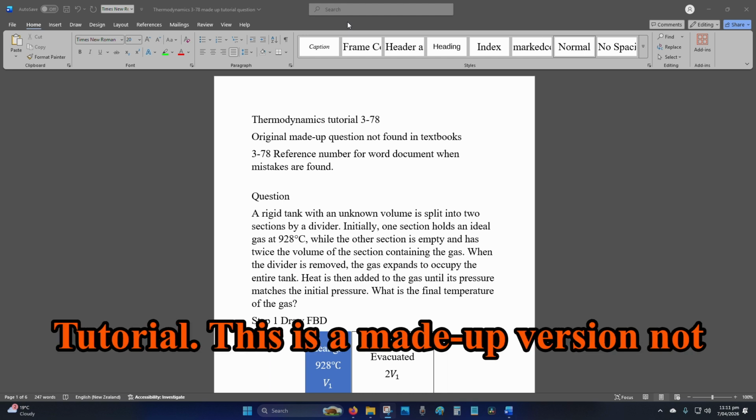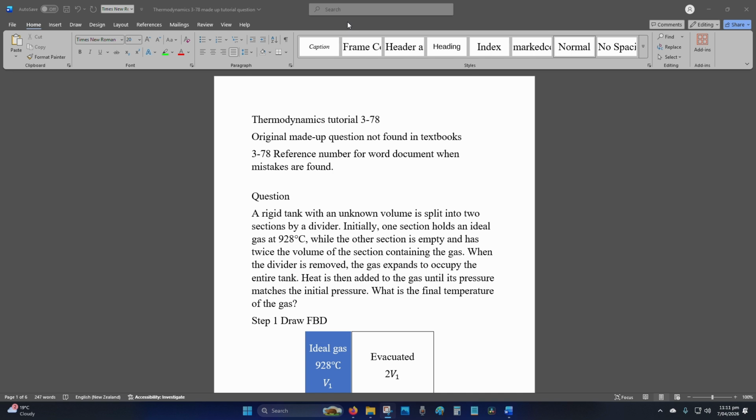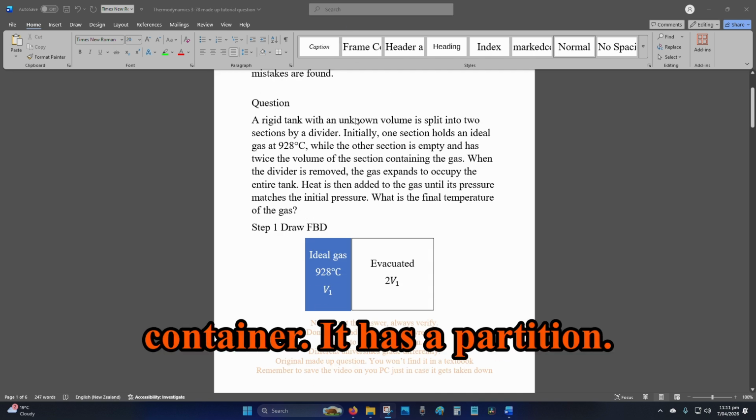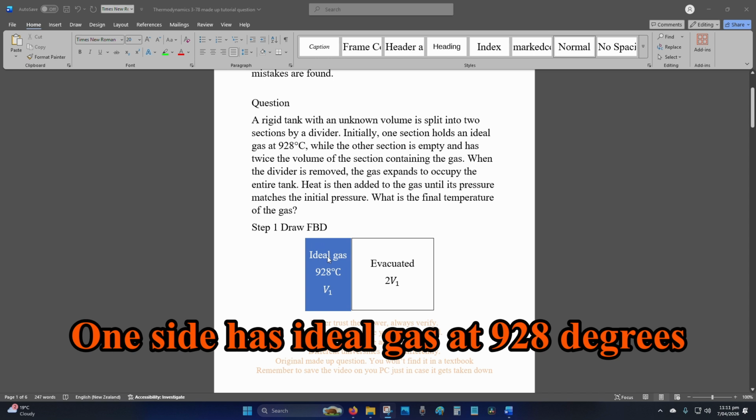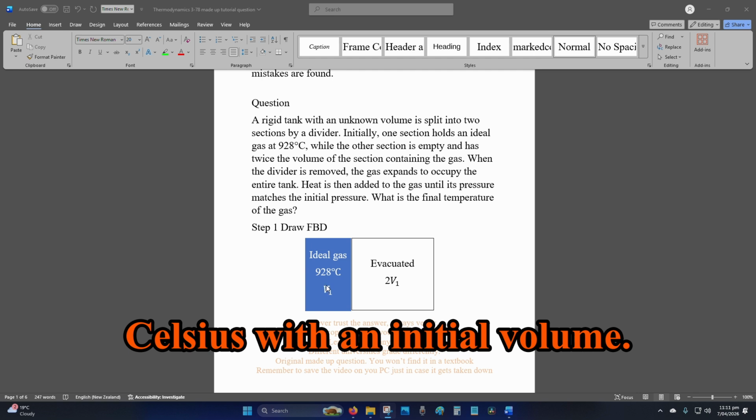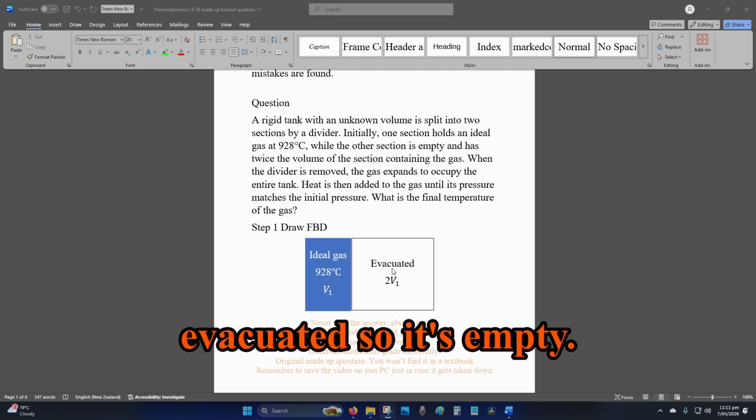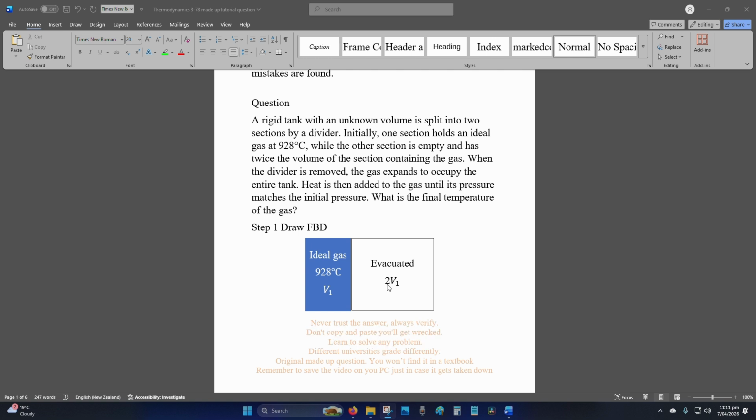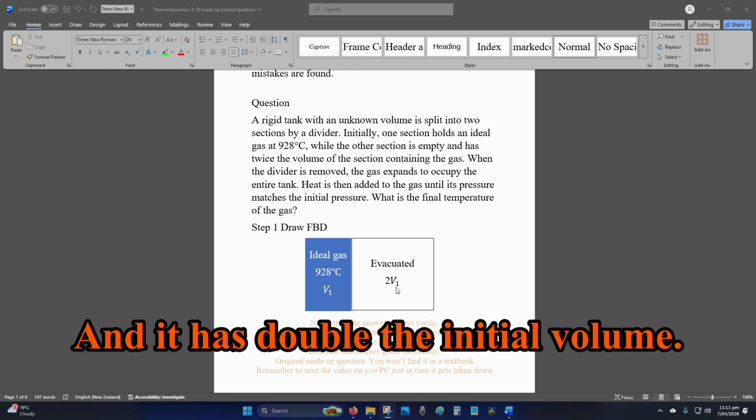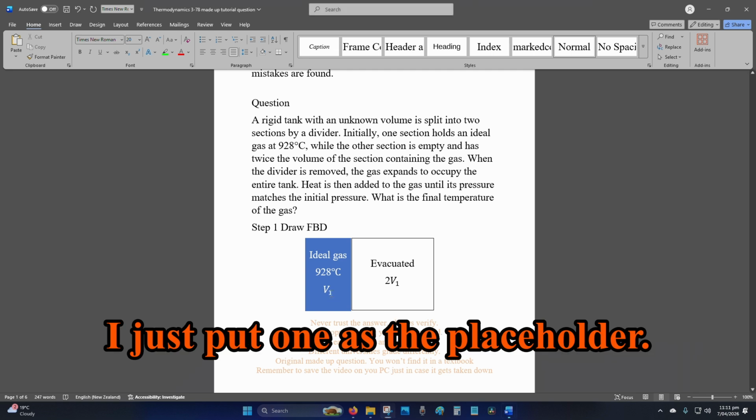This is a made-up question not found in your textbooks. So we've got a rigid container. It has a partition. One side has ideal gas at 928 degrees Celsius with an initial volume. On the other side, it is evacuated, so it's empty, and it has double the initial volume. I just put 1 as the placeholder.